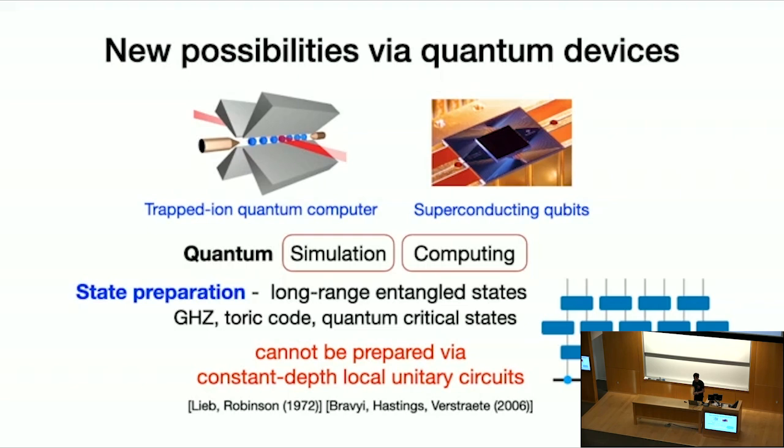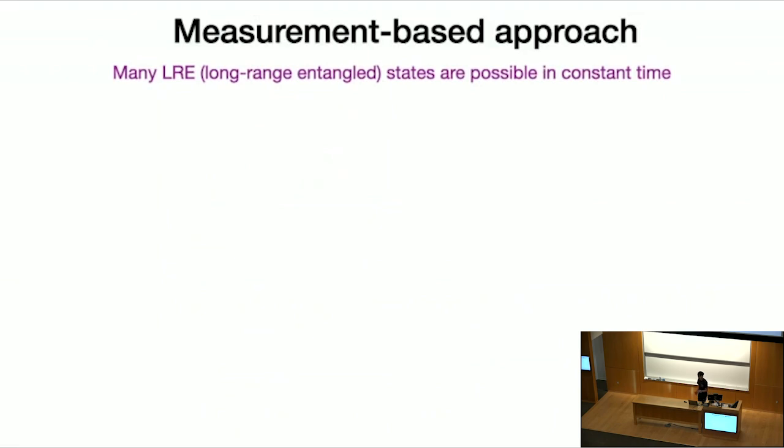In particular, the quantum devices we have right now may decohere very quickly. So if you want to prepare some useful state, you had better prepare it as fast as possible, hopefully in constant depth. So the question is, can you avoid this fundamental limitation of the unitary circuit to efficiently engineer interesting many-body states of matter? Indeed, recently we know that with measurement as an ingredient, you can prepare many interesting many-body states with long-range entanglement in constant time.